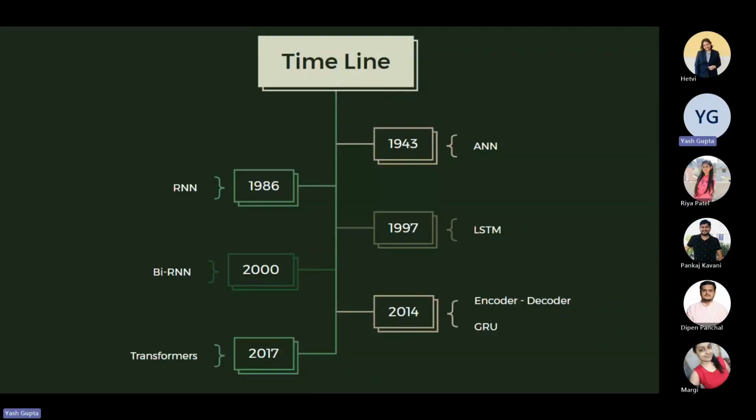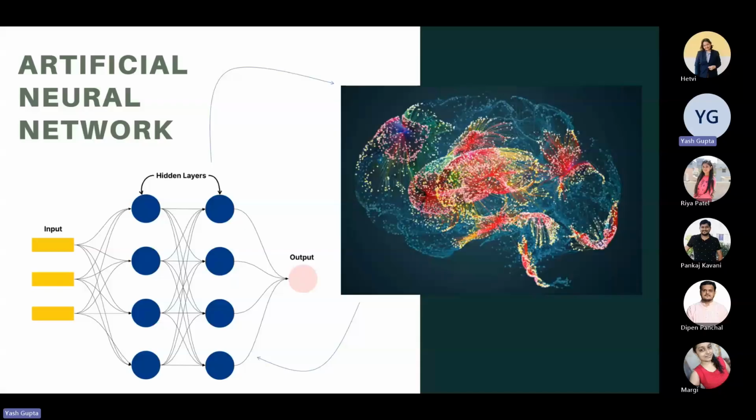Then we came up to LSTM, which stands for long short-term memory. And then we came up to bidirectional RNN. What was the requirement that made us move from RNN to bidirectional RNN? We'll talk about it. Then we came up to encoder-decoder, where we started to see the development of AI as in the field of software development. Then we came up to transformers, which is the most powerful format in all of this history. So let's talk about the artificial neural network.